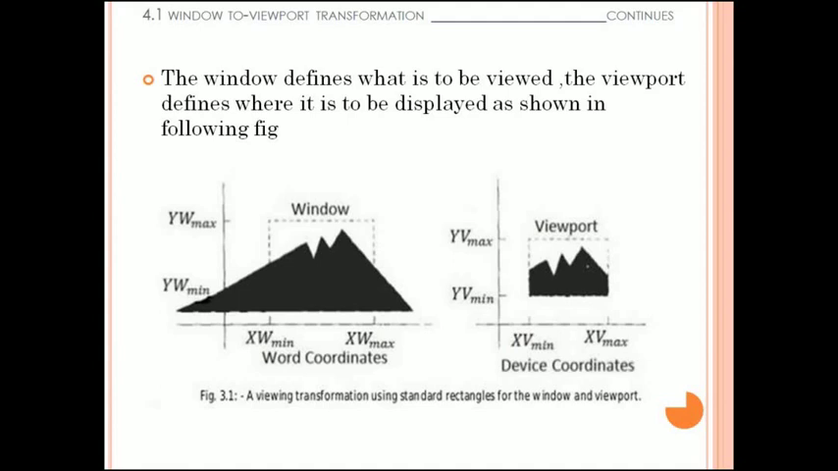So in general, the mapping of a part of the world coordinate scene to device coordinates is referred to as the viewing transformation, windowing transformation, or window to viewport transformation. Once again, in general, the mapping of a part of the world coordinate scene to the device coordinates is referred to as a viewing transformation, windowing transformation or window to viewport transformation.